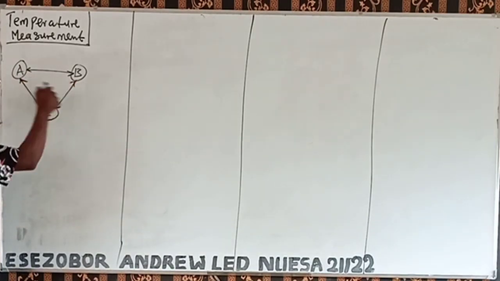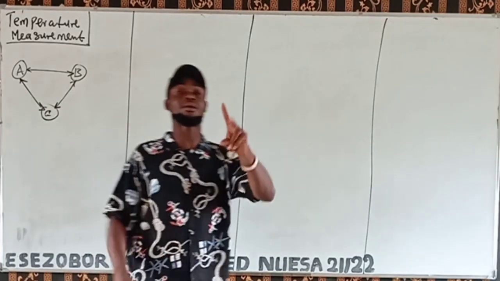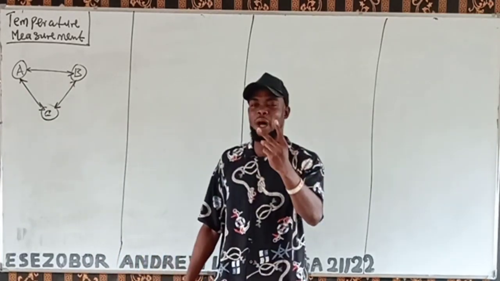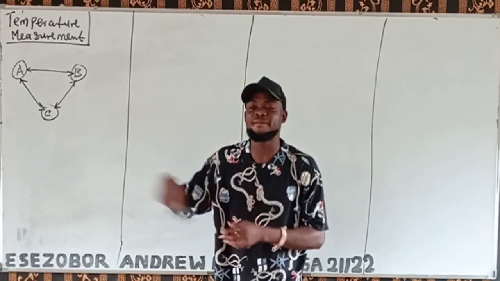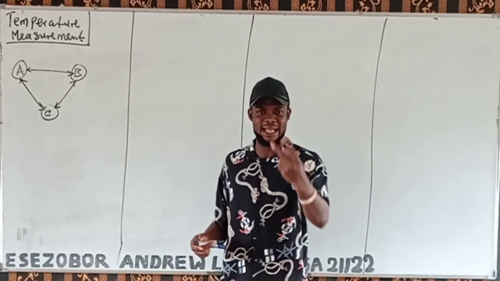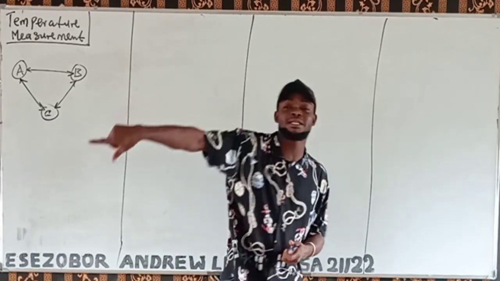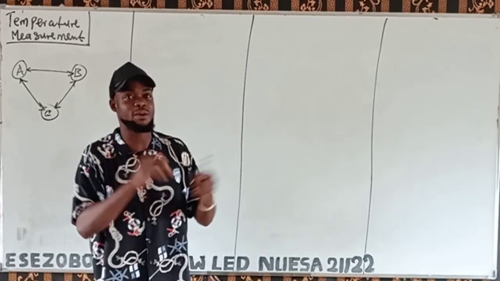Now, what do we mean when bodies are in thermal equilibrium? Take note of this. Two bodies are said to be in thermal equilibrium if and only if their temperatures are the same. If the temperatures of two bodies are the same, it means that those bodies are in thermal equilibrium. Those bodies are what? They are in thermal equilibrium.